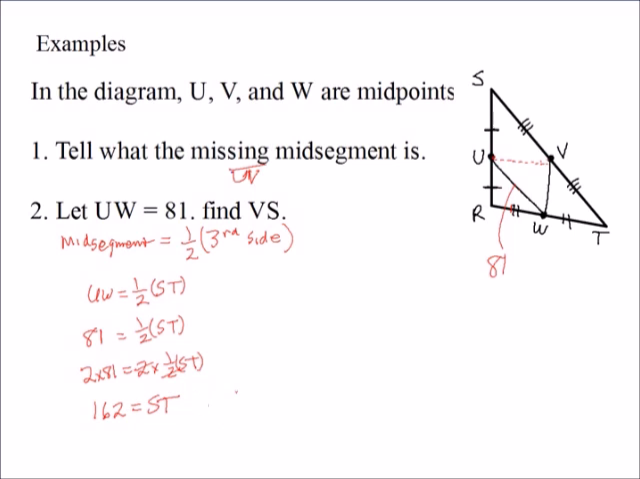Now, the thing about ST is V is the midpoint. So if V is the midpoint, this segment and this segment are congruent, so all you have to do is take 162 and divide it by 2, which is VS. And VS, we know, has to be 81. Yay. Next example.